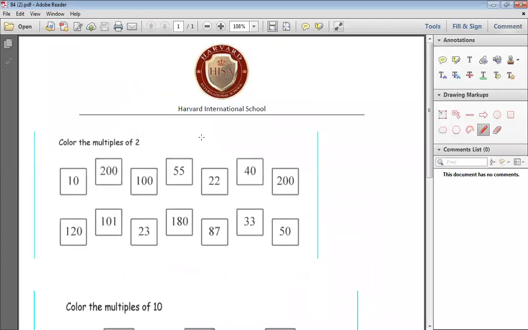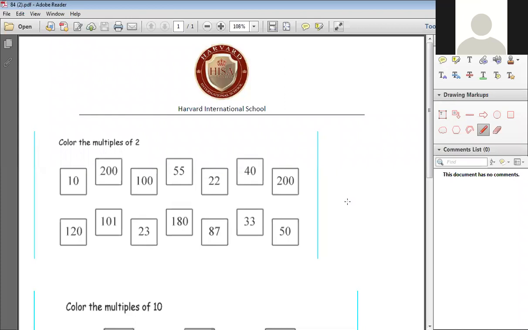Second page is about the multiples of 2. I told you that the multiples of 2 are any number that ends with an even number. Any even number, or any number ends with an even number. If I have any number whose unit is even, this number will be a multiple of 2.